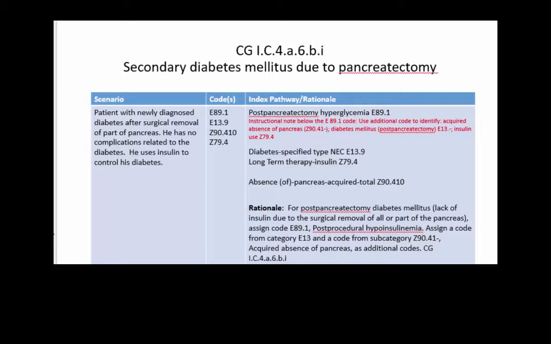Then you go into assign a code from category E13, which is your diabetes specified type. According to your guidelines, it tells you exactly what to code. And then code Z90.41- to show the acquired absence of the pancreas because it's been removed. And then the statement tells us insulin is being used, so you're going to add the Z79.4. So at a minimum, you would have 4 codes for secondary diabetes due to pancreatectomy.